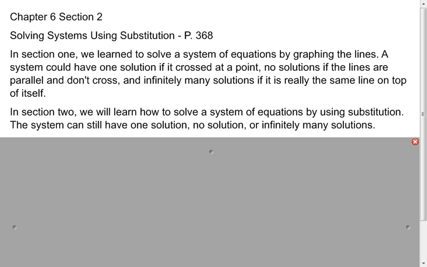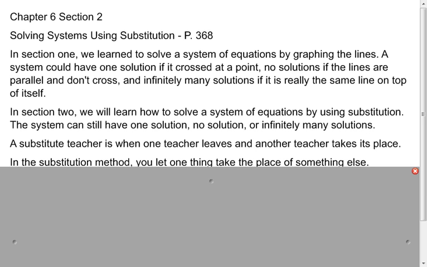In Section 2, we'll learn how to solve a system of equations by using substitution. The system can still have one solution, no solutions, or infinitely many. But you're not going to be able to tell by the graph now. We'll tell you how you know each one of those in a second.